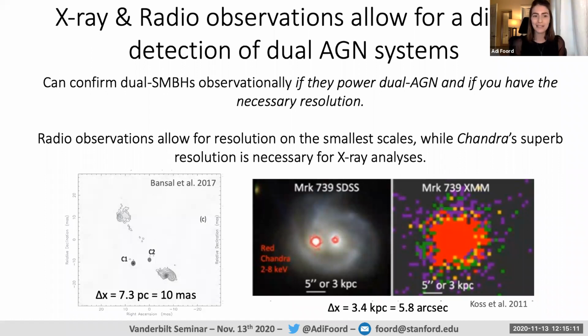So that's quite small. If you're going to be using X-rays to search for dual-AGN, you really want to use Chandra because of its superb angular resolution. So on the right-hand side, I'm showing a dual-AGN that was found by Mike Koss. And the figure on the left is the optical image of the merger. And I'm overplotting the two Chandra detections in red. And if you compare this field of view to XMM's field of view, which is another X-ray based telescope, you can see why in this case, it was really necessary that you have Chandra to find the system.